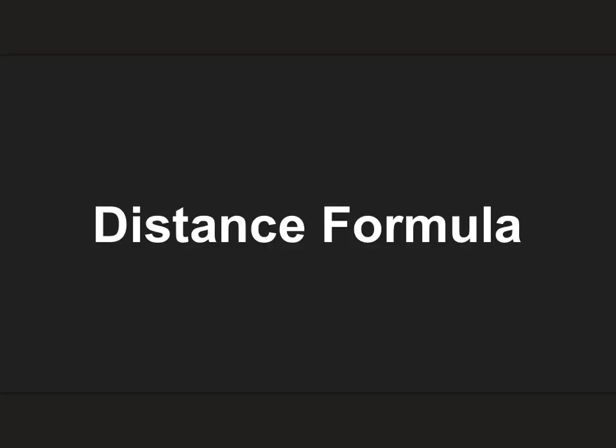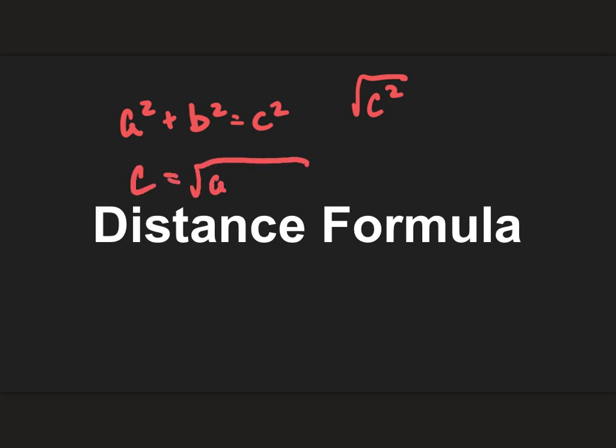Okay, let's talk about the distance formula. The distance formula comes from Pythagorean's theorem. If we take a squared plus b squared equals c squared, remember, when you solve an equation, you cannot leave c squared as an answer. We have to take the square root to get rid of a square. So if I have c squared, I have to take the square root, and the square root will cancel out the square, and I will be left with c equals the square root of a squared plus b squared.